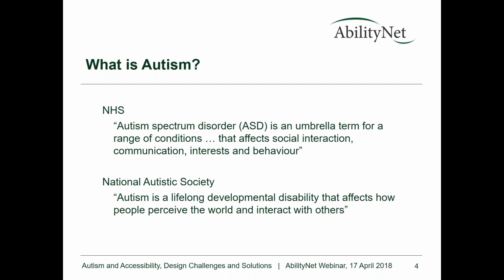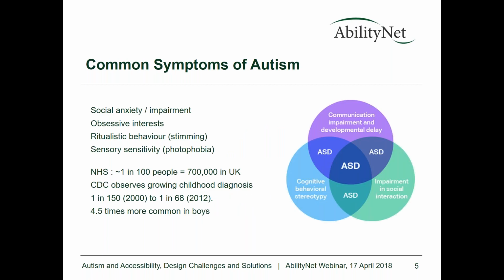So if we get a bit more granular, some common symptoms we can talk about are things like social anxiety, obsessive interests, so the classic obsession with certain things, ritualistic behavior, which is more colloquially known as stimming, so rocking back and forth, certain hand gestures are very common. Sensory sensitivity, for example, photophobia, so an aversion to very strong lights, very garish colors, for example.